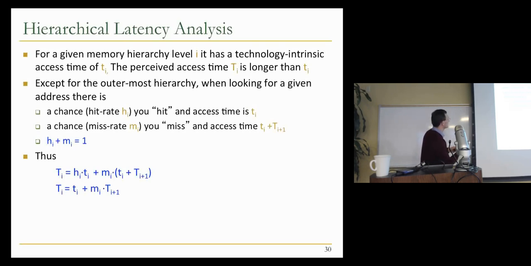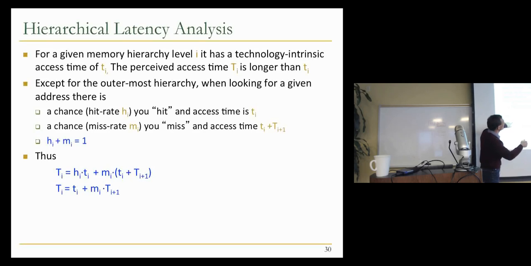I guess before we go over here, if you actually consider the hit rate and the miss rate, they should add up to 1, right? Because this is the total number of accesses. They either hit or miss. So basically, hi is 1 minus mi. So the time it takes to access one level looks like this. The time it takes to access this level is the hit rate at that level times the hit latency plus the miss rate at that level times the perceived access time of the next level. That's the hierarchical equation.